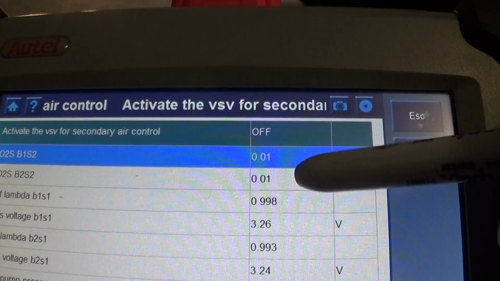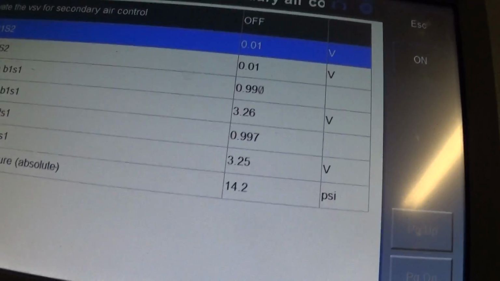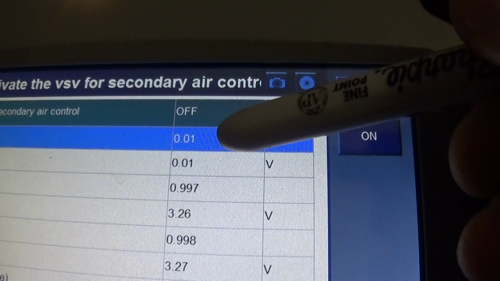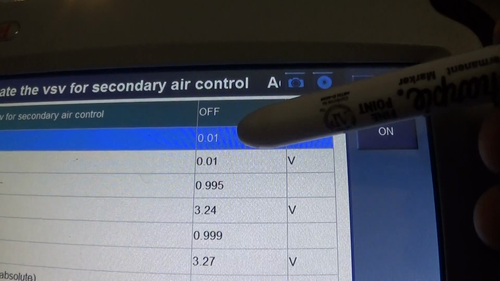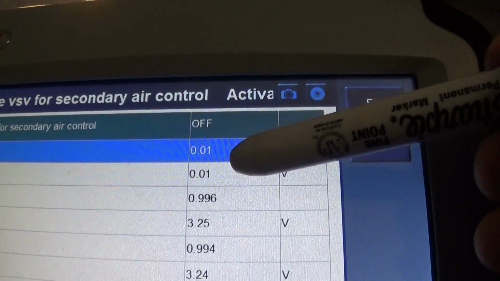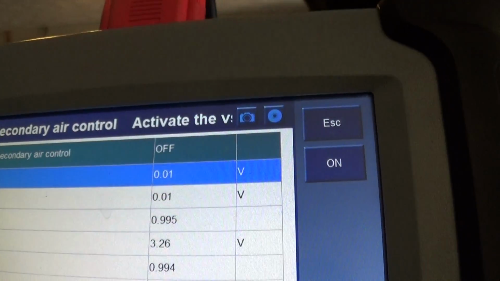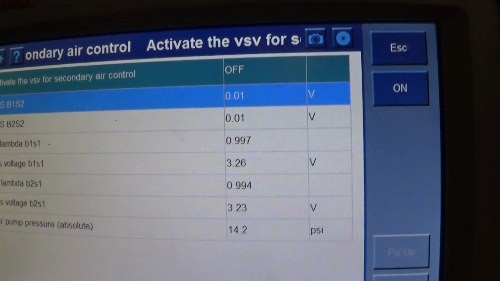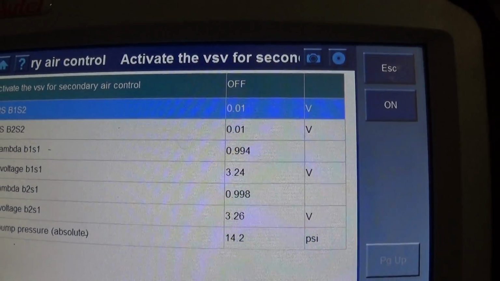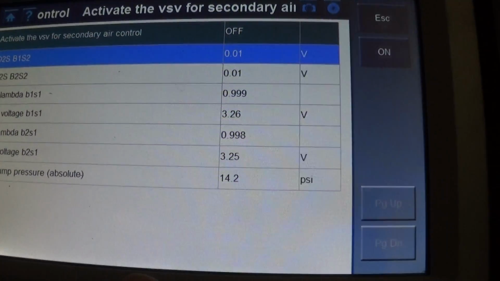I'm still waiting for my downstream oxygen sensors to warm up, and the reason I want to see this: once we energize our solenoid, all these numbers are going to go down to 100 millivolts because it's going to add so much air in the air system. So this test is going to give us some ideas if we have a flow of air. Very important also is air pump pressure.